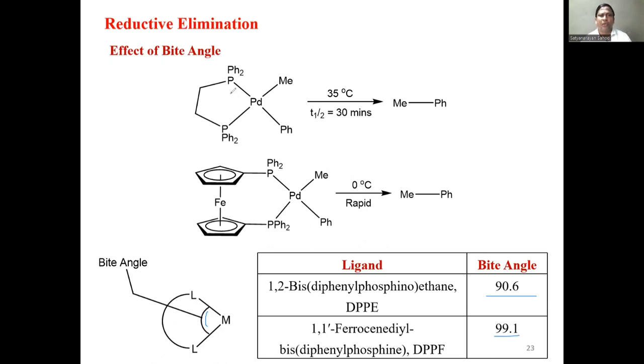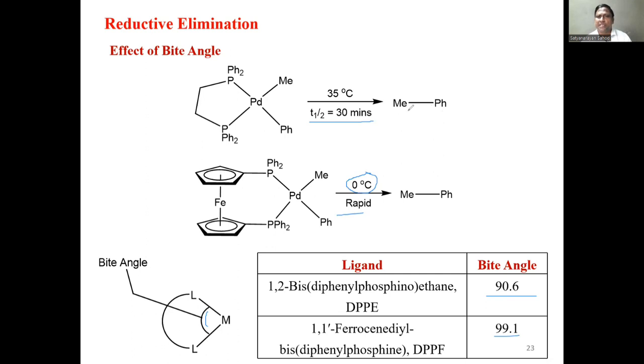Now we can see when the ligand is DPPE, this is 1,2-bis(diphenylphosphino)ethane, the reaction occurs at 35 degrees Celsius and the T half is 30 minutes. But when the ligand is DPPF, the reaction can happen at 0 degrees Celsius and this is very, very rapid.